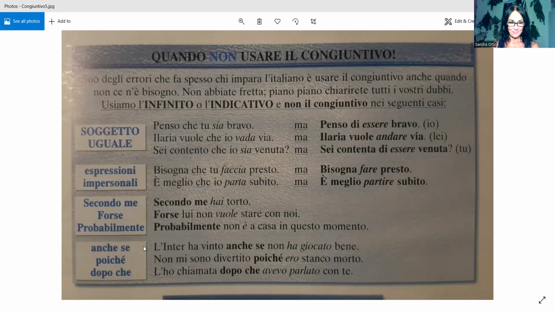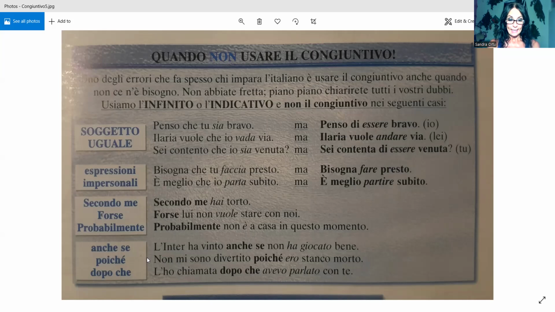So one is anche se. Anche se is even if, although. It does mean although, like those ones that we saw earlier, or you can translate it with even if. However, as I said, it doesn't need subjunctive. I think it's good because it gives you a little bit of a breather. So, l'Inter ha vinto anche se non ha giocato bene. Inter, which is, some of you, I'm sure you know, a football team, won even if they didn't play well. So, anche se is even if, or although.